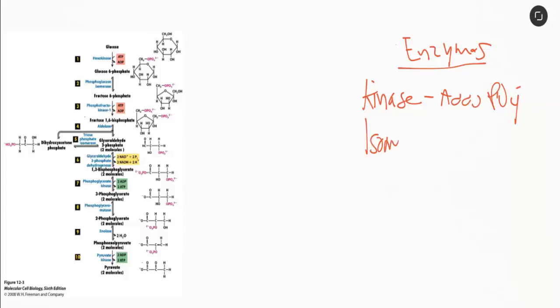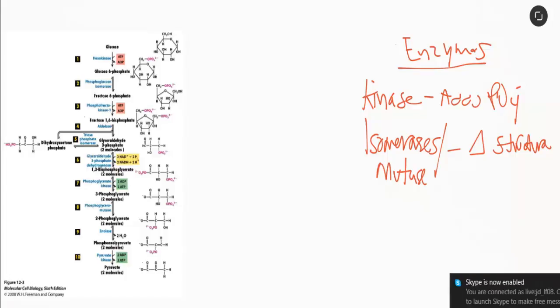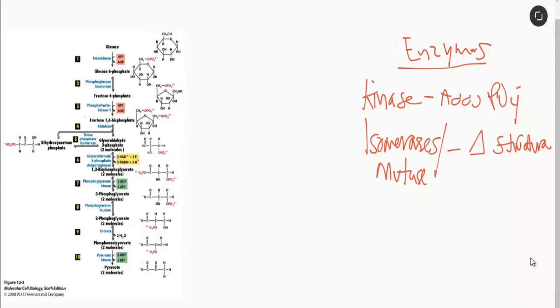We have isomerases or mutases. These basically change structure. So for these, we're not actually changing the molecular formula. All we're doing is changing the way that the compounds arrange. So whether we're changing a hydroxyl group's location from carbon 3 to carbon 2 or whatever, it doesn't really matter. So that's basically what an isomerase or a mutase does.